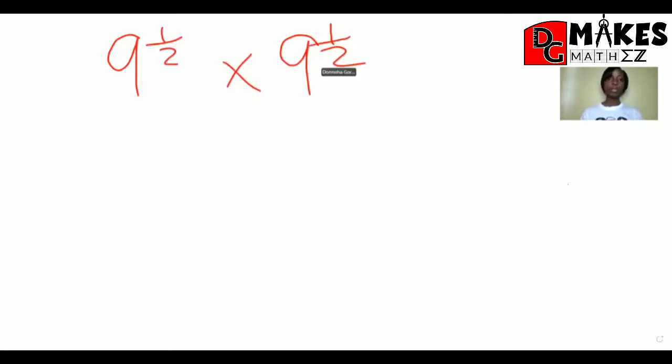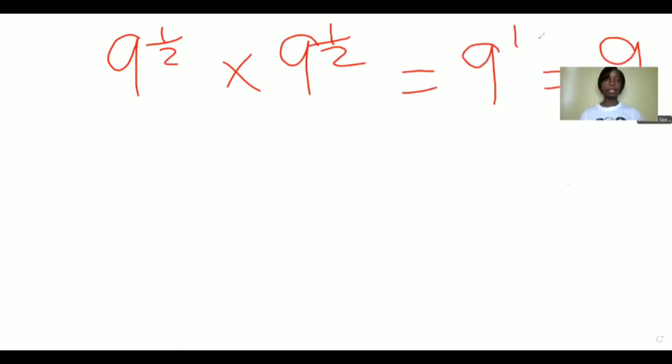And then we go to another law. Let's take a look at 9 to the half times 9 to the half. Now we know that since the bases are the same, we can go ahead and add the powers. So that's 9 to the half plus half, which is 9 to the power of 1, which gives us 9. Now, question to you, what number can I multiply by itself to give me 9?